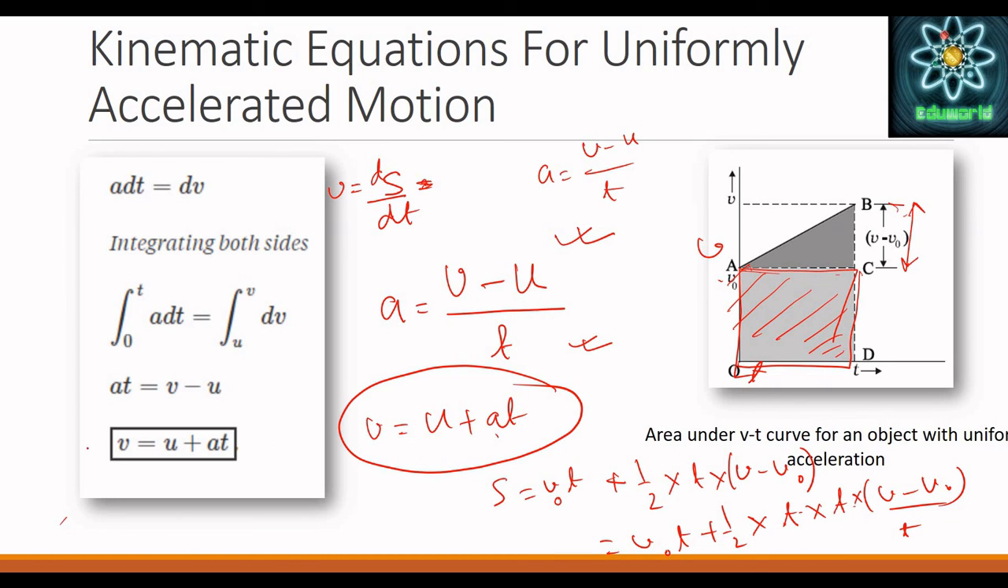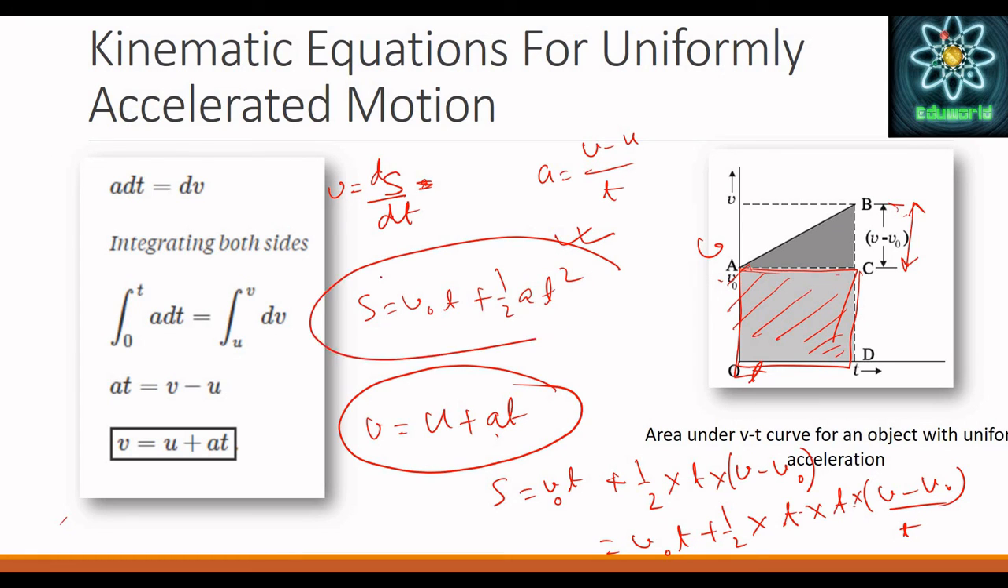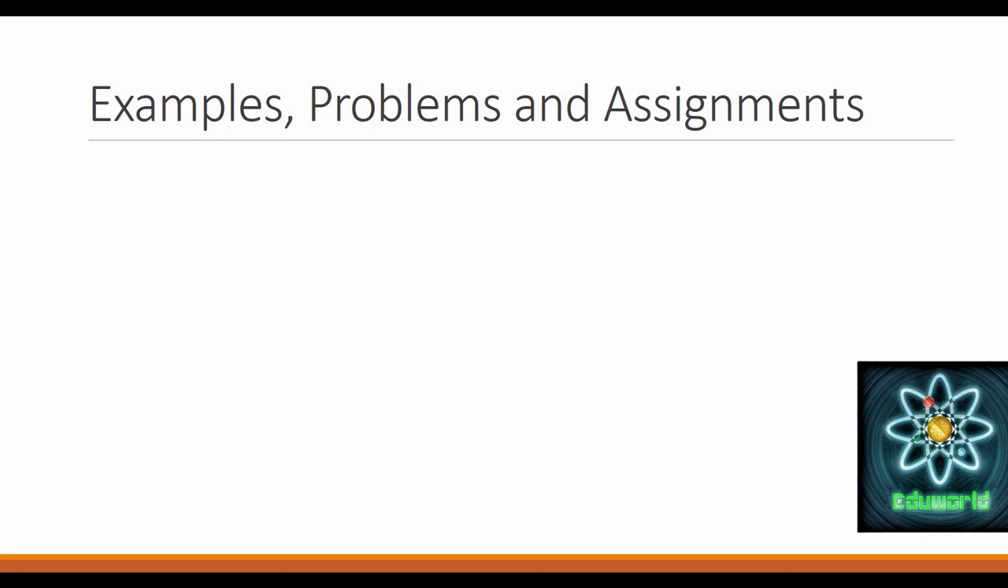So simply what we get is s is equal to v0 t plus half a t square. This is another important equation that you will have to keep in mind. So these two equations you will have to take into consideration first. In the next videos we will talk about some more advanced equations.